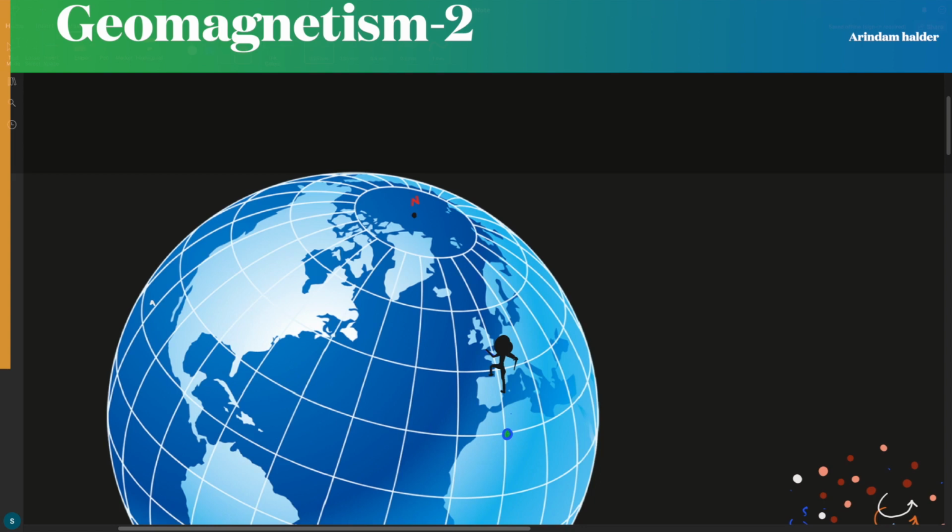For example, let me draw a compass over here. If I draw a compass here, I think you can see that, right? So this compass needle is showing the direction of the North Pole. Now, if you follow this compass, do you think that you're going to reach the geographic North Pole? Let's pause the screen and tell me the answer.